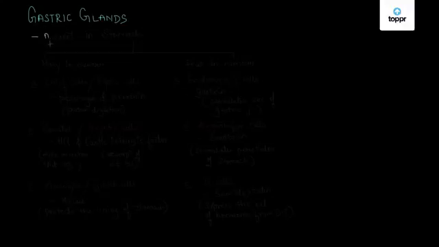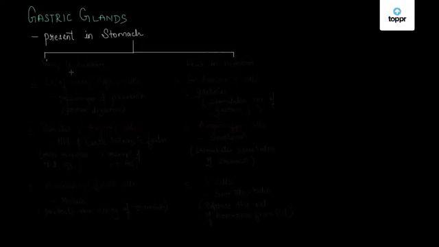So the gastric glands are present in the stomach region. In the stomach, these gastric glands contain various types of cells, and on the basis of their number, they can be divided into two types. So these are the two types of cell: the ones which are found many in number, and the second which are found only fewer in number.